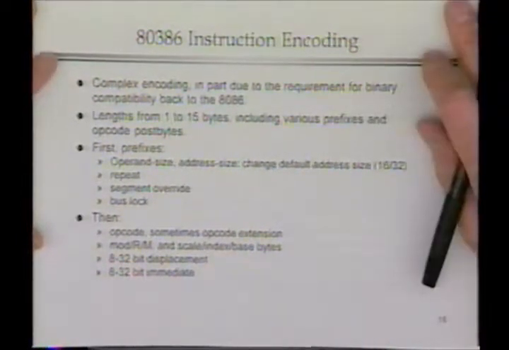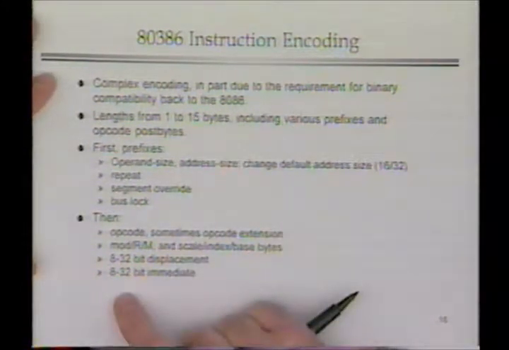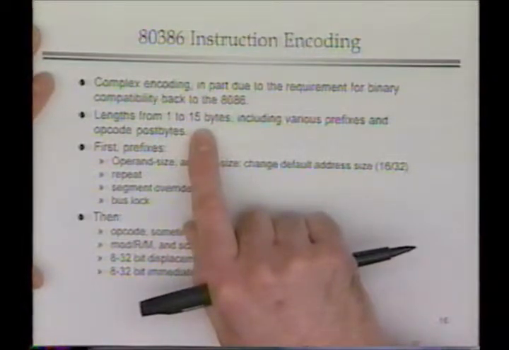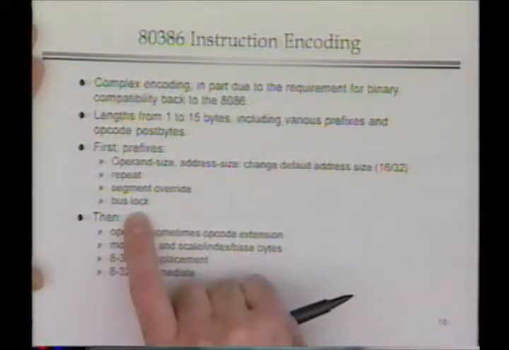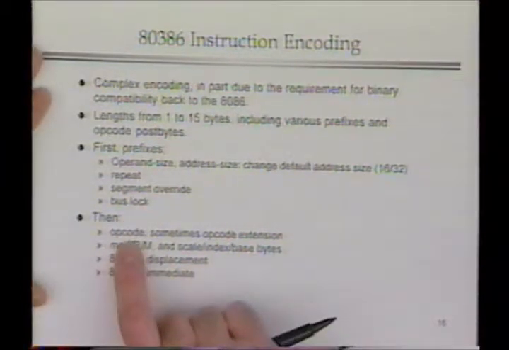This is the ugly part of the 386 based on its heritage, because it had to be binary compatible going back to the 8086. Instructions are 1 to 15 bytes, and in a kind of unusual quirk of fate, they don't even start with the opcode. They may, in fact, start with a whole collection of prefix bytes, which have to be fetched, interpreted, and remembered by the processor before it even gets to the opcode to know what kind of instruction it is.